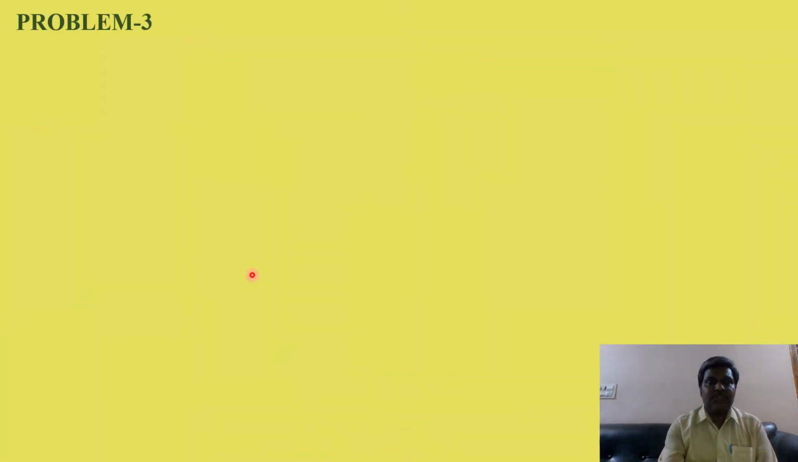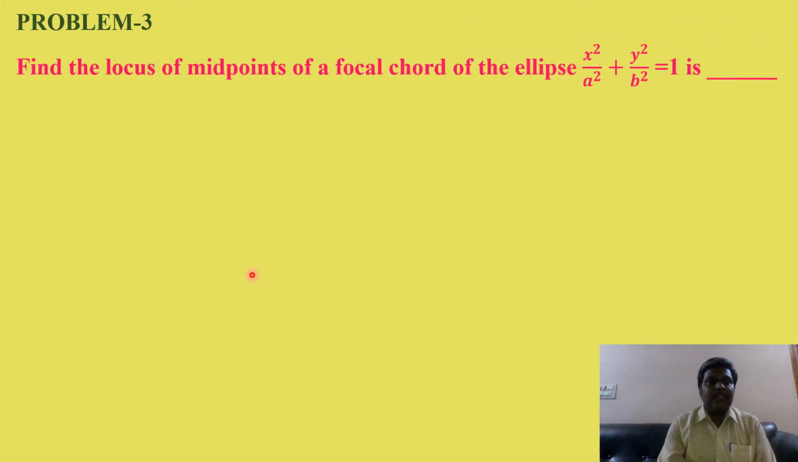Dear students, see the question. This is the problem. Find the locus of midpoint of focal chords of ellipse x square by a square plus y square by b square is equal to 1. We have to find out the locus of midpoint of focal chords of ellipse. How many focal chords exist for an ellipse? Infinite number of focal chords.